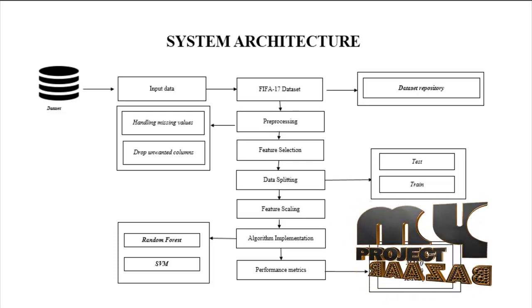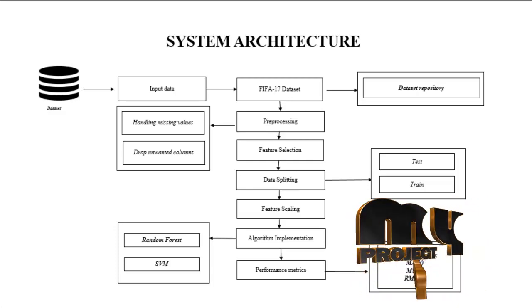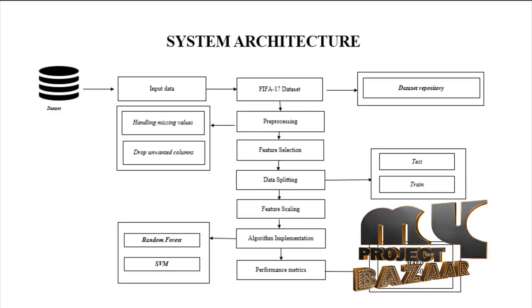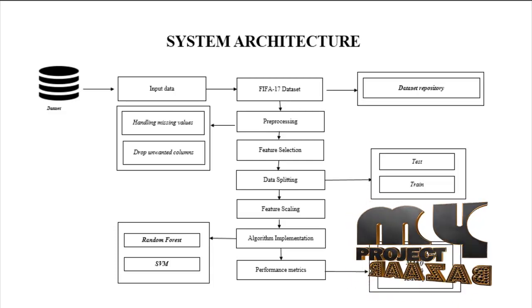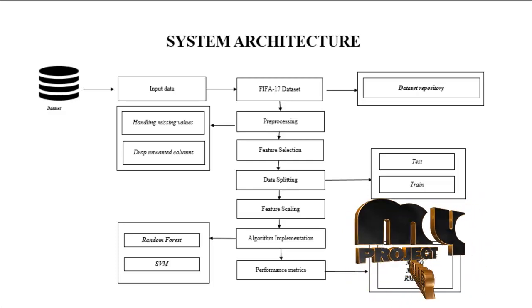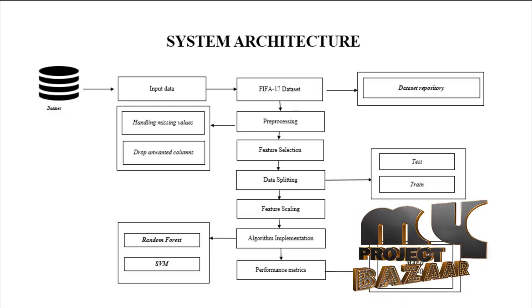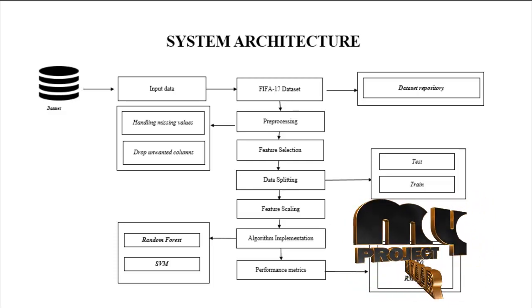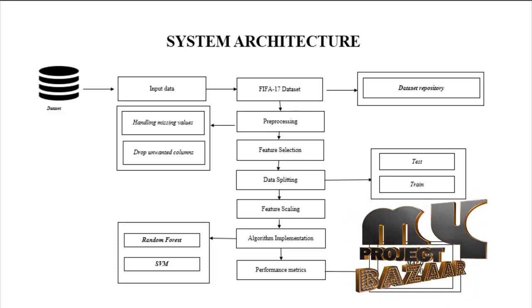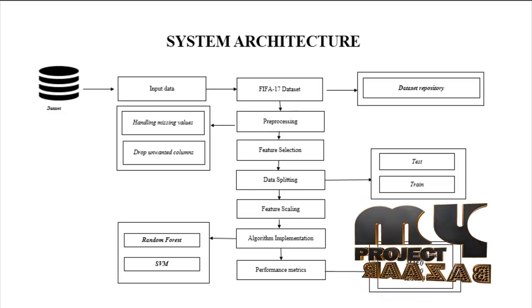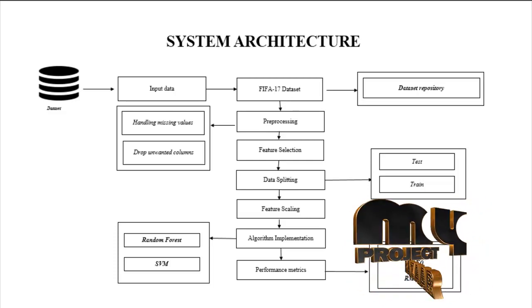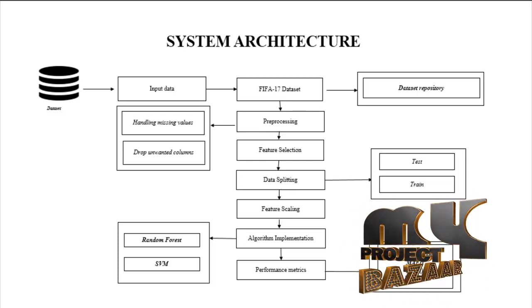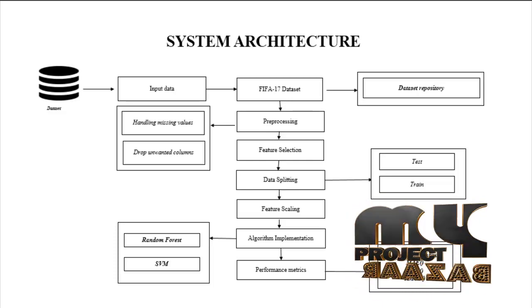Here we used the algorithms SVM and random forest. These two algorithms are implemented as forecasting algorithms. Forecasting algorithm means here we find out error values only. Error values means we use mean absolute error, mean square error, and root mean square error. These error values are found in our process.